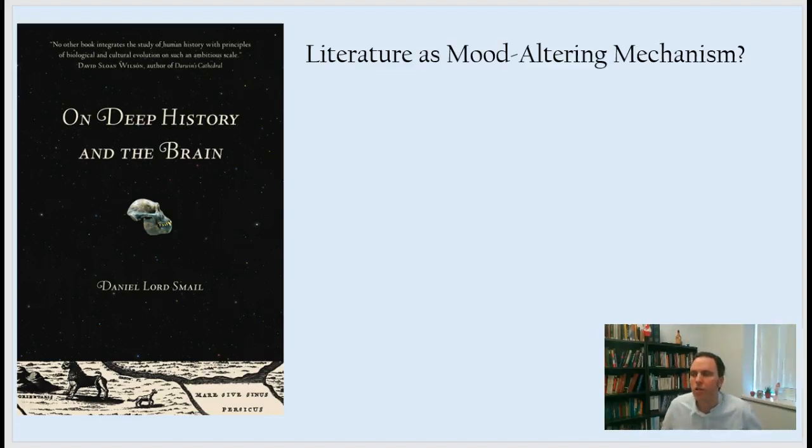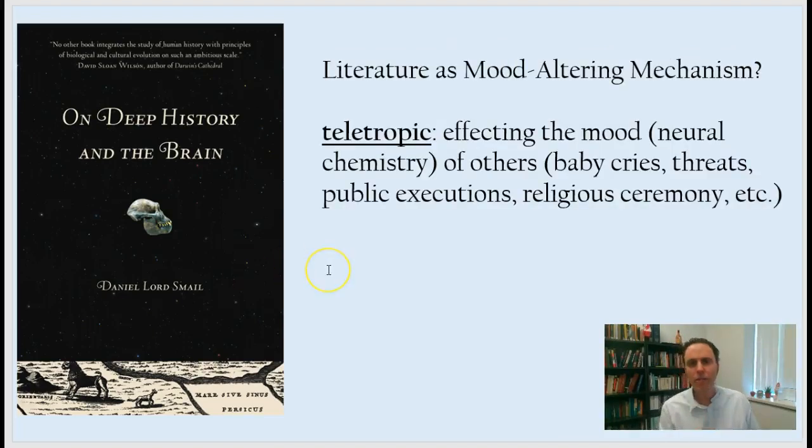And he basically views culture and society as ways that people alter their own or other people's moods. And he sees traditional older cultures from before the 18th century as largely being built around altering other people's moods. And he makes a distinction between what he calls teletropic and autotropic mood-altering mechanisms. Teletropic mechanisms alter the mood of others.